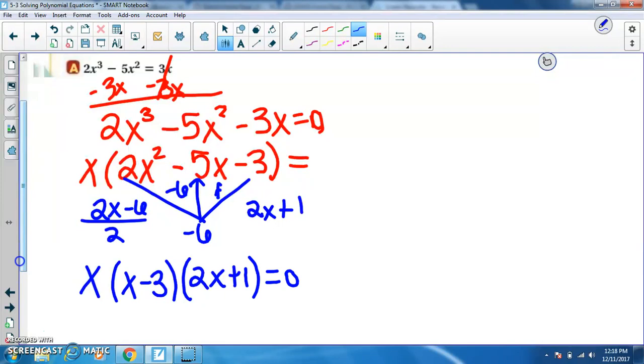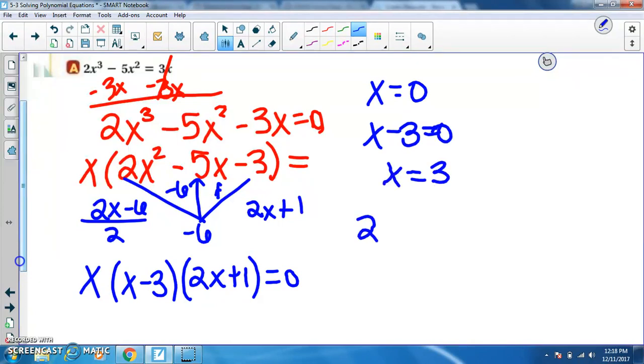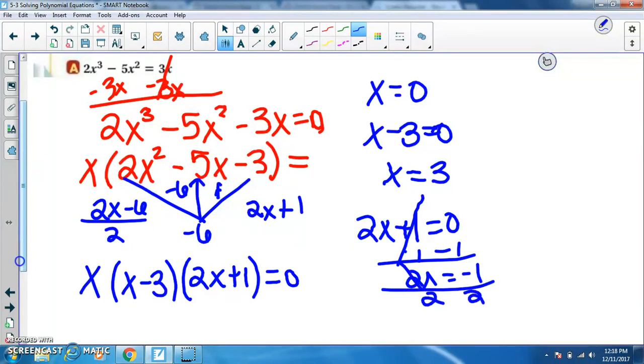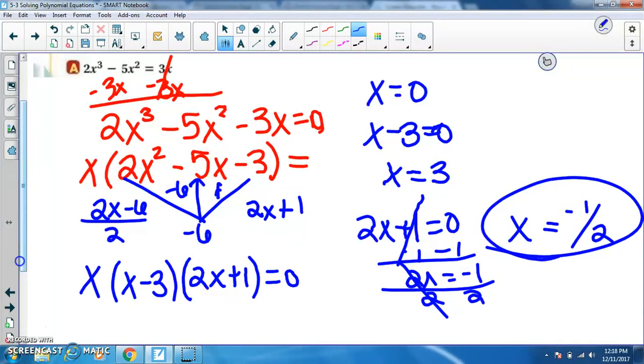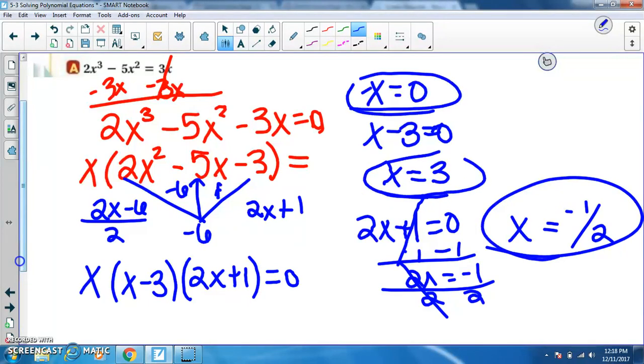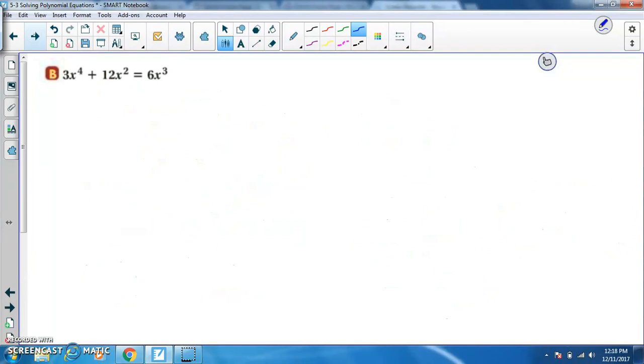Now set each factor equal to 0. So x equals 0, x minus 3 equals 0, which means x equals 3, and 2x plus 1 equals 0. Subtract 1. 2x equals negative 1, divide by 2. X equals negative 1/2. Those would be my 3 solutions. Do the same thing here for problem B.